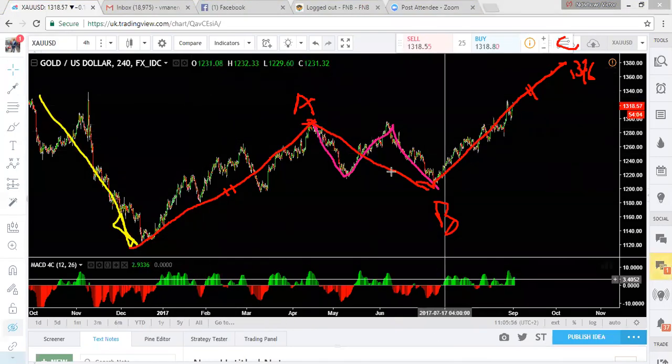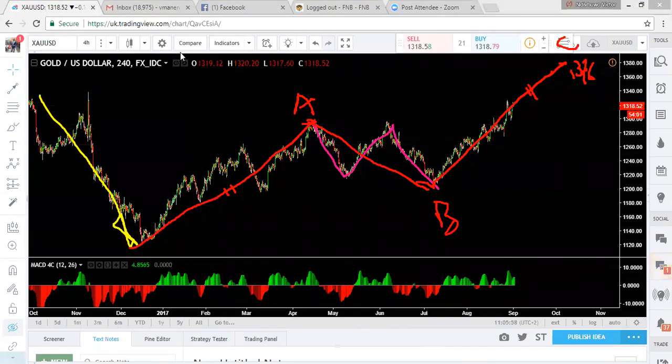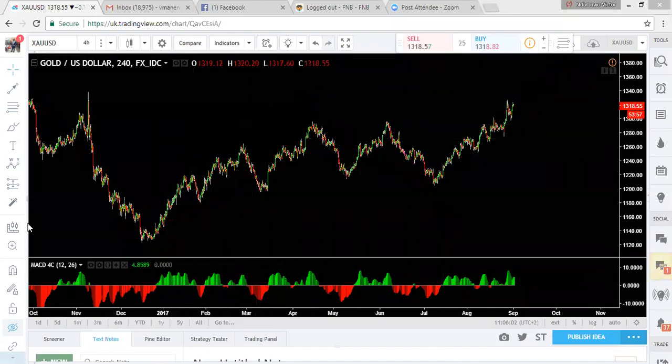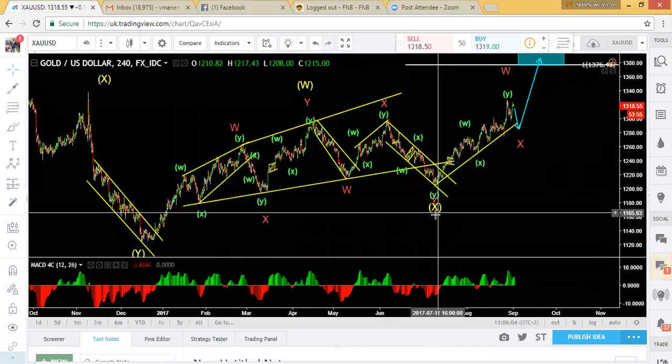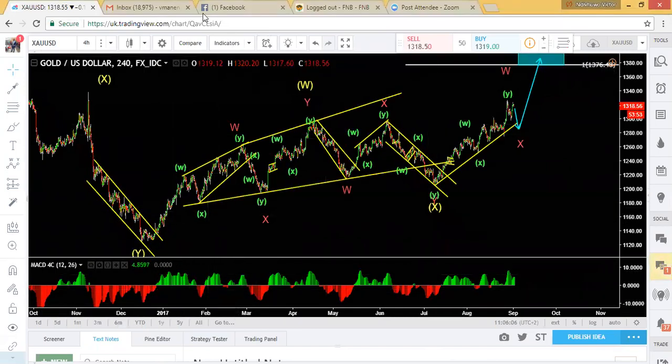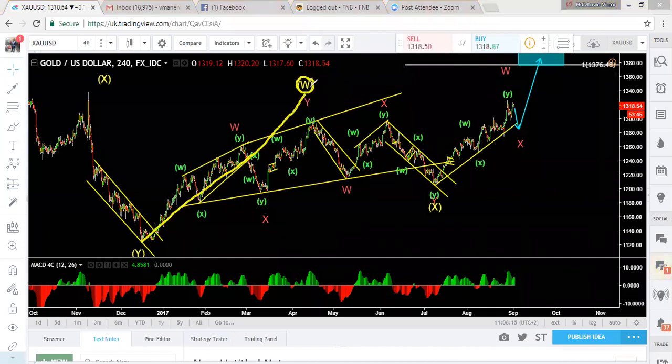So I'm going to take all this out. So now I'm going to bring up my labelings just to indicate. Show you again here. We've got W. We've got X. See, I'm connecting up all the yellows. And then we've got the Y. This is supposed to be at 1,376. You can see this is 1,376 here. That will be the Y.